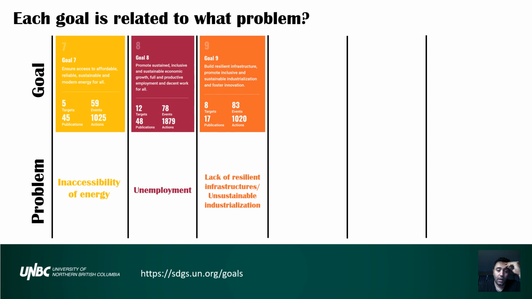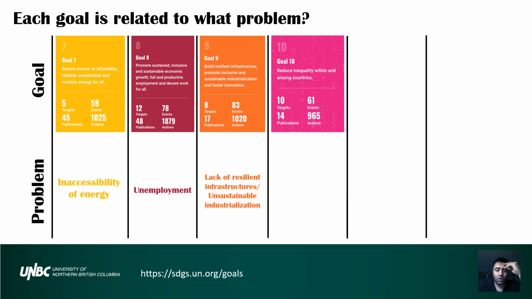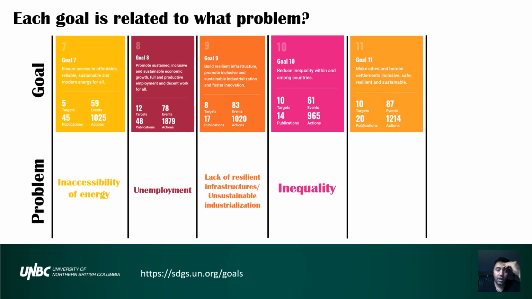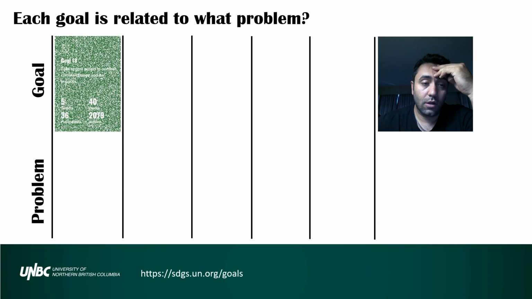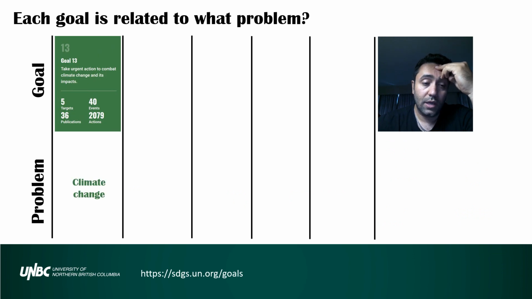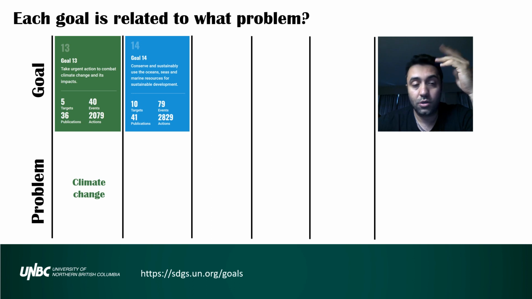Sorry, lack of resilience is the problem. Goal 10 is about the problem of inequality. Goal 11 is about lack of inclusive, safe, resilient, and sustainable cities and human settlements. Goal 12 is about lack of consumption and production patterns. And goal 13 is about climate change, one of the biggest issues in our world.